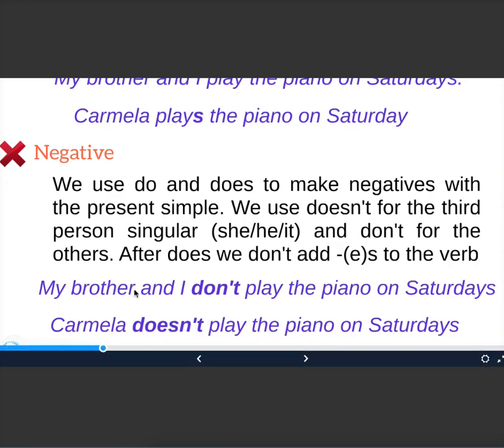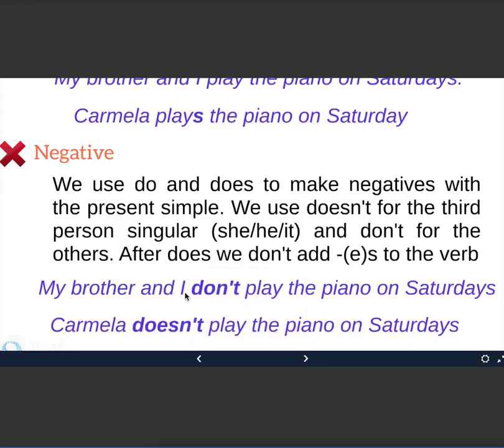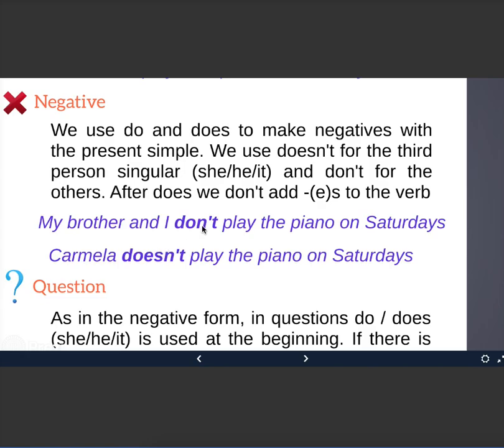So look at the example. My brother and I, two people, don't play the piano on Saturdays. As you have two people, as this is plural, you are going to use don't or do not. But what happened with Carmela? Carmela is just one person, is part of the third person, is a girl. So Carmela doesn't, oh my gosh, Carmela doesn't play the piano on Saturdays.